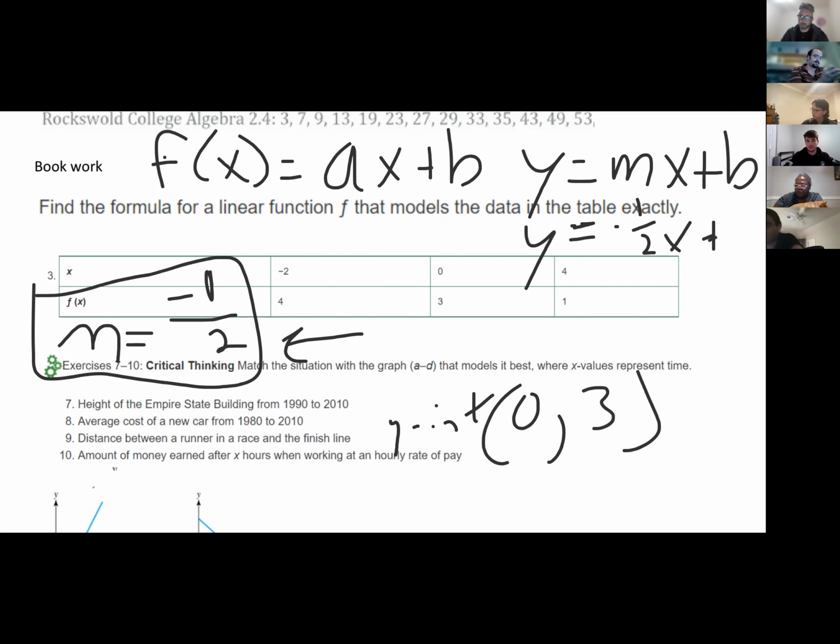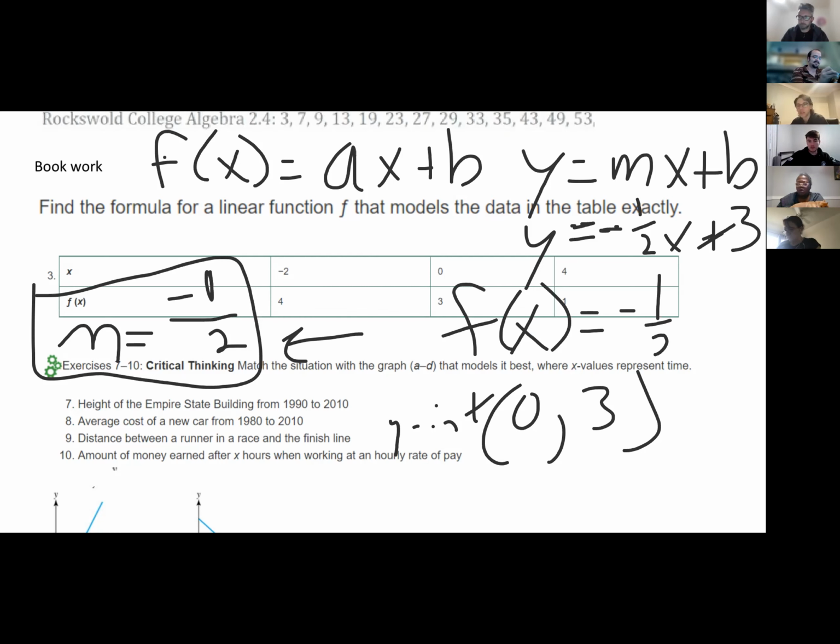It's -1/2. Make sure we get the negative in there, and we need to find b. They're probably going to have, instead of y, if they want the function, is that what they're saying? Yes, they want a function. So instead of y, they might write f of x to make it a function. Yeah, -1/2 x plus b.